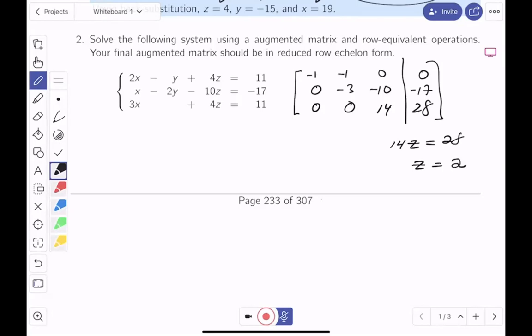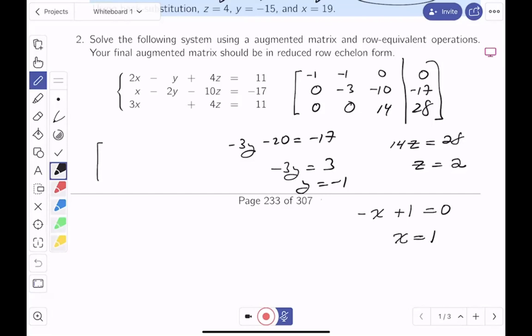Right? All right. What are you going to do now? Well, I'm going to do the second row. What does it say? Minus 3y minus 10z, that's minus 20, equals minus 17. Well, I can solve that. Minus 3y is equal to 3, or y is equal to minus 1. Let's keep going. Let's go to the first row. Minus x minus y, which is plus 1, is equal to 0. What's x? X would have to be 1. So now I know what x, y, and z are.